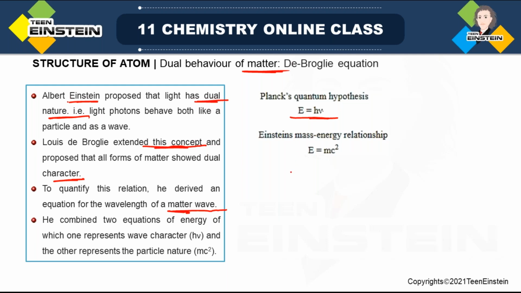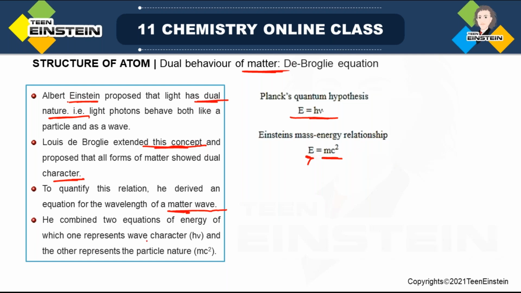And Einstein's mass-energy relationship says that E is equal to mc square. That means, on this side we have energy, but on the right-hand side we have m, which is mass. So if mass is converted to energy or vice versa, how these two are related, you can get from this equation, mc square, where c is the velocity of light.